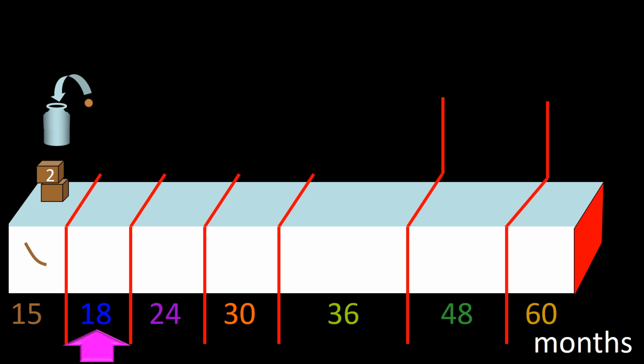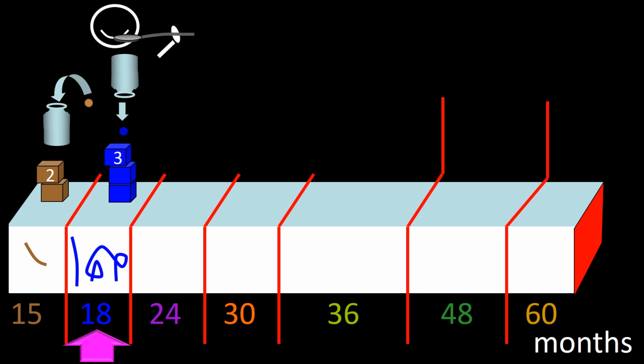By 18 months, the child will make longer lines in one direction, up and down, and lines with changing directions and loops. The child will stack 3 cubes, drop pebbles from bottles, and use a spoon to feed themselves.